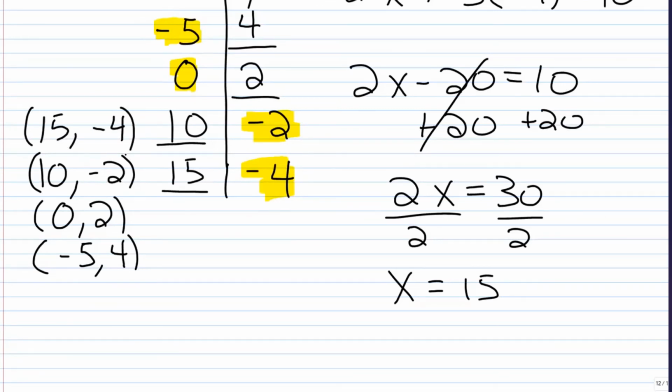So you could continue to do this forever. You can pick an x value and then solve for the corresponding y value that makes the equation true. You can pick a y value and solve for the corresponding x value that makes the equation true. And again, there's going to be an infinite number of these solutions that you can get.